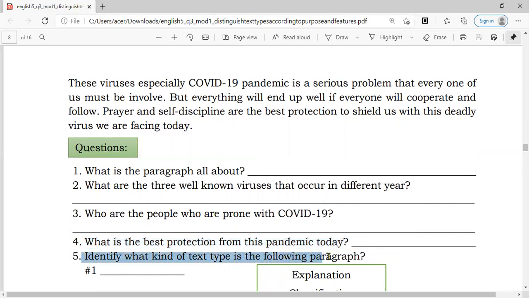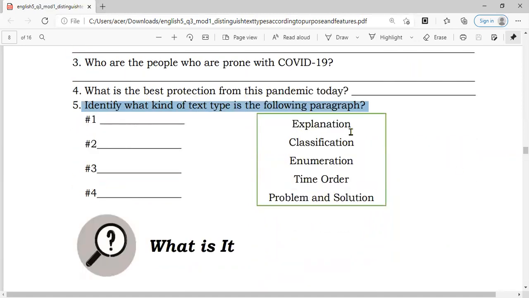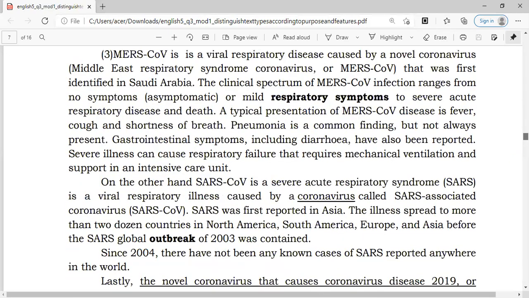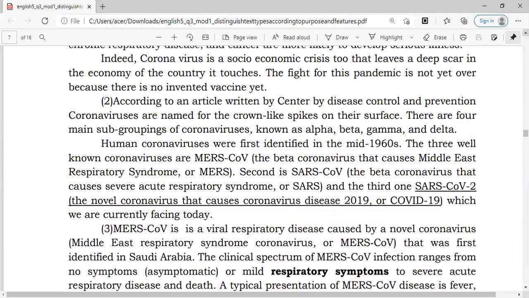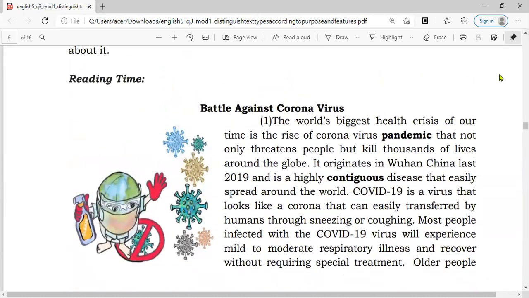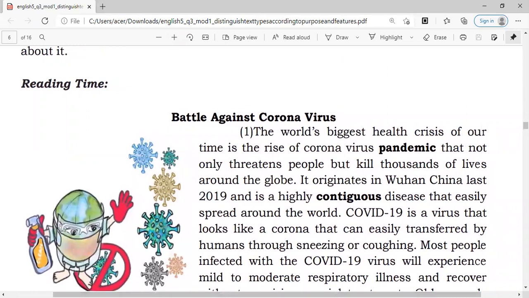Identify what kind of text type is the following paragraph. Paragraph 1, 2, 3, and 4. You would choose here: explanation, classification, enumeration, time order, problem and solution. Let's do this. Let's read with comprehension our selection, which is entitled Battle Against Coronavirus.